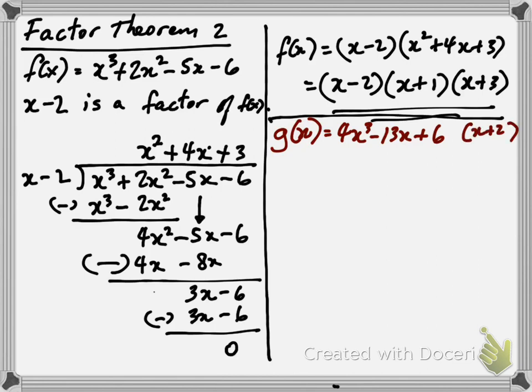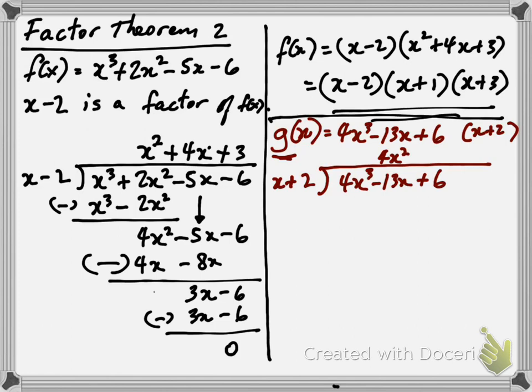So let's do a long division and see what we come up with, because I guess you need a little bit of practice on long division. So you have 4x cubed minus 13x plus 6 divided by x plus 2. Incidentally, this is the second function we did in the factor theorem 1 video. Okay, so what multiplied by x will give you 4x cubed? So that will be 4x squared. Times x will be 4x cubed. 4x squared times plus 2 would be plus 8x squared.